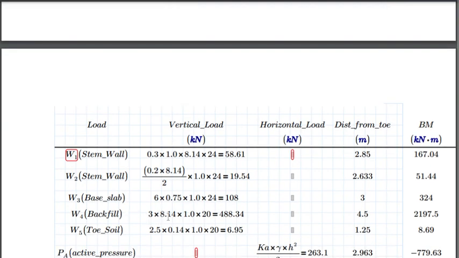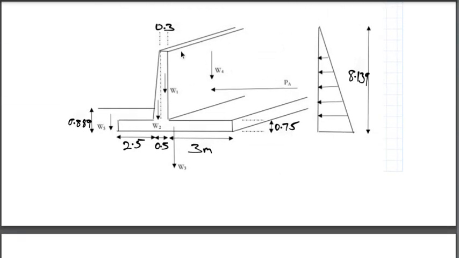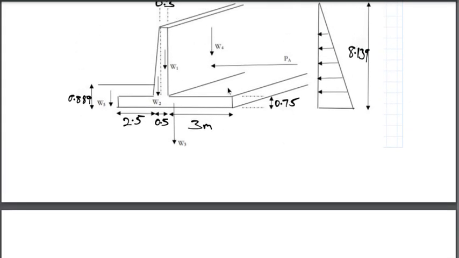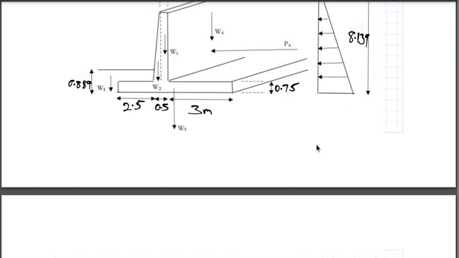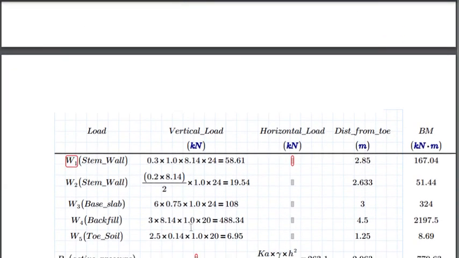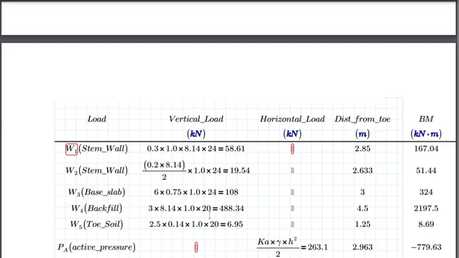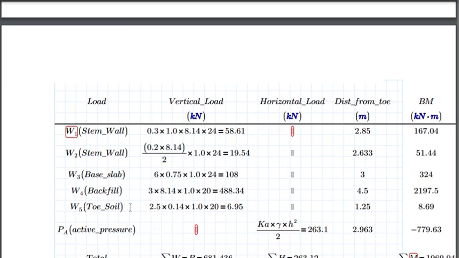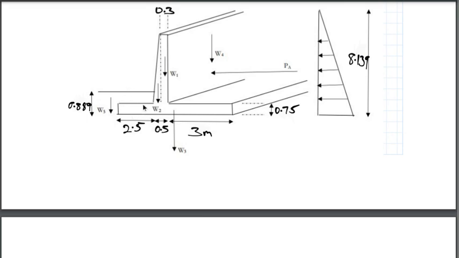Same here, then the backfill soil, which is the main character we are designing against here, is the area of the soil that is being retained, which is the height multiplied by the width. Our width is 3 meters, then the height is 8.14. That's how we have it here: 3 multiplied by 8.14 multiplied by 1 meter, then multiplied by the soil density, which is 20 here. We have 488.34. Then the toe soil, which is just this side, which is the passive in terms.